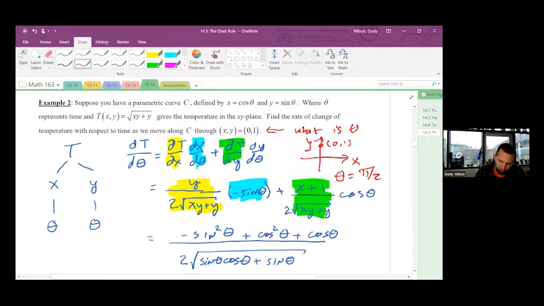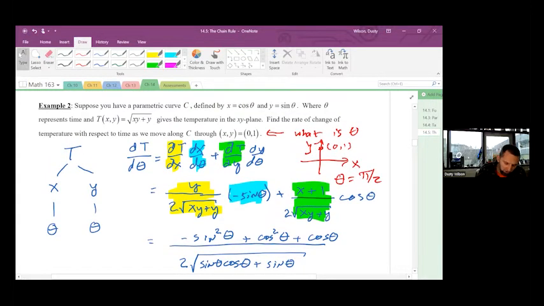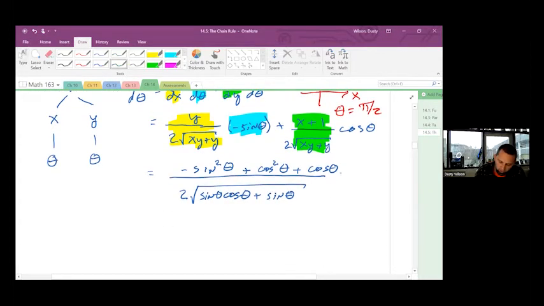So if I put theta equals pi over 2 into cosine, I'm going to get 0. If I put theta equals pi over 2 into sine, I'm going to get 1. And so, yep, that does indeed work. So the question asks us to find the rate of change of temperature with respect to time as we move along C through the point (0, 1). And so what we need to do is evaluate this function at theta equals pi over 2.